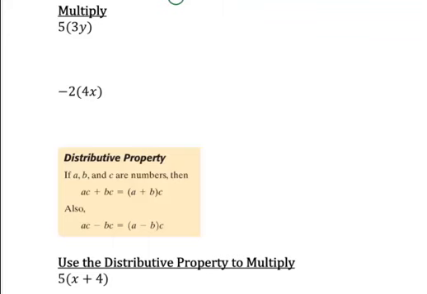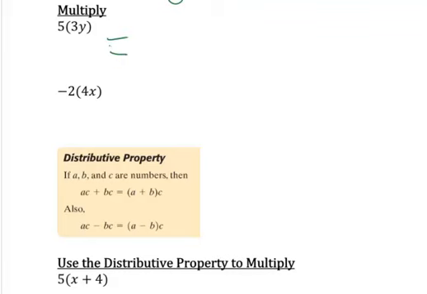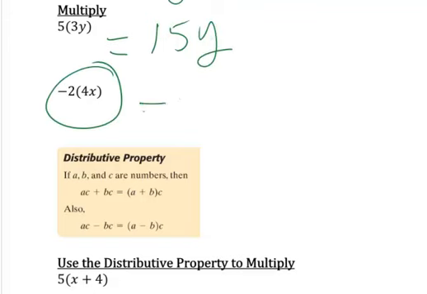Okay, so for the next problem that I have here, I'm just multiplying. So let's take a look here. 5 times 3y will leave me a 15y. A negative 2 times a 4x gives us a negative 8x.